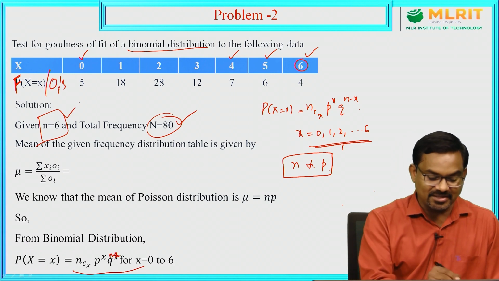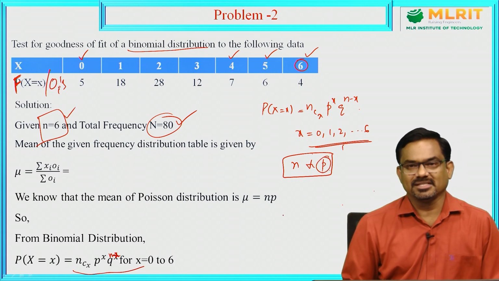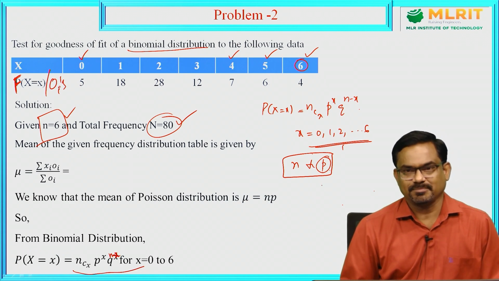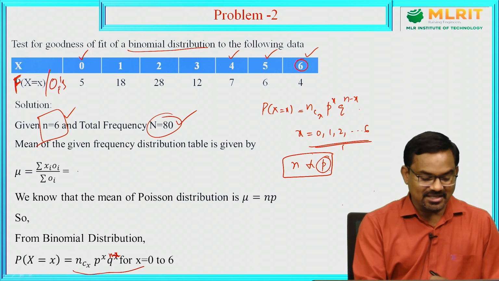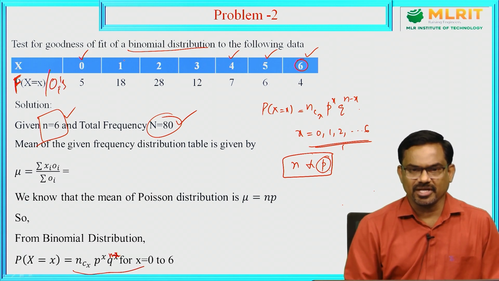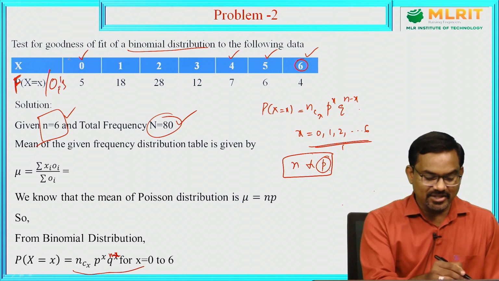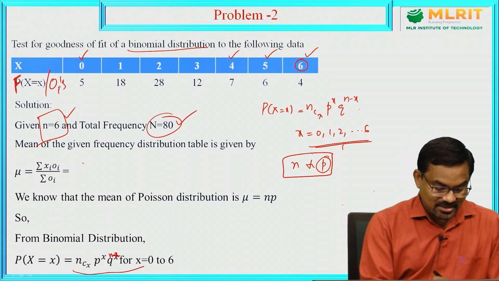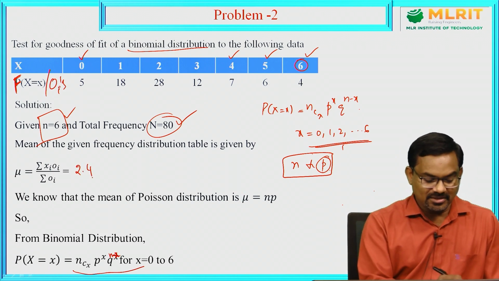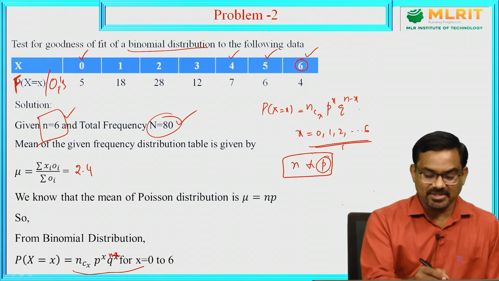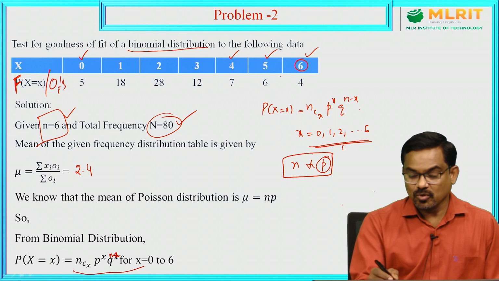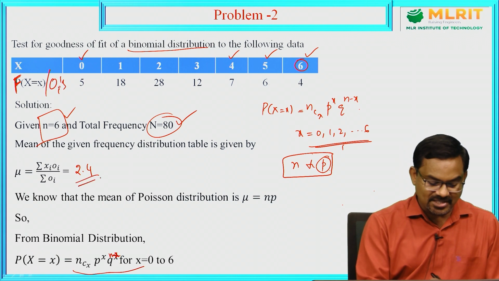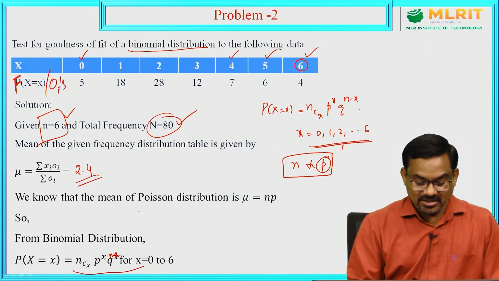This n is given in the problem, but we do not know the probability of success. So, first we need to calculate the probability of success p. To find that, let us calculate the mean of the given frequency distribution table using sigma xi into oi divided by the total frequency, and this results as 2.4. Here the calculation is 0 into 5 plus 1 into 18 plus 2 into 28 and so on plus 6 into 4, divided by the total frequency 80. That results as 2.4.